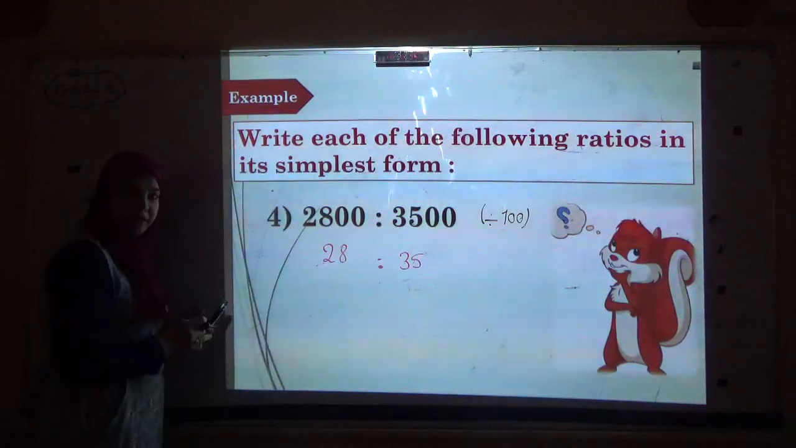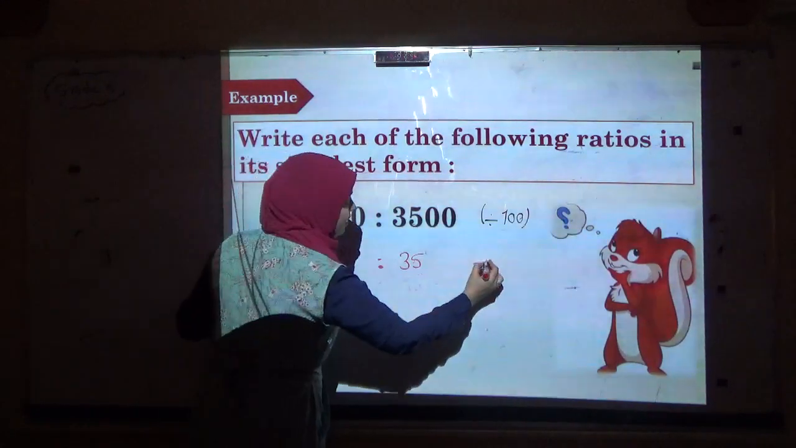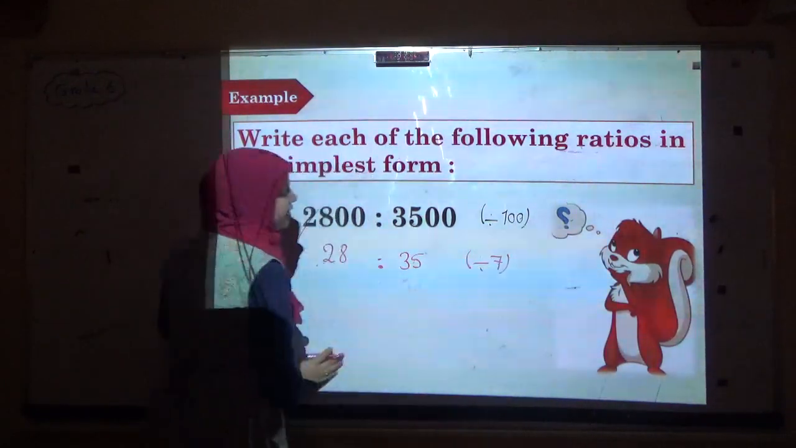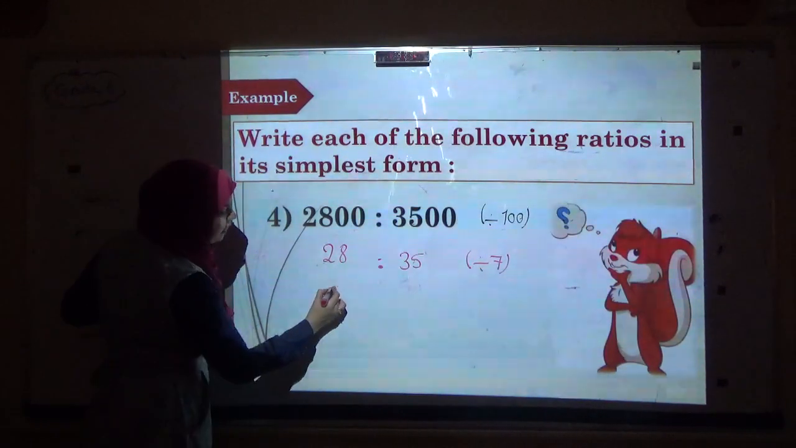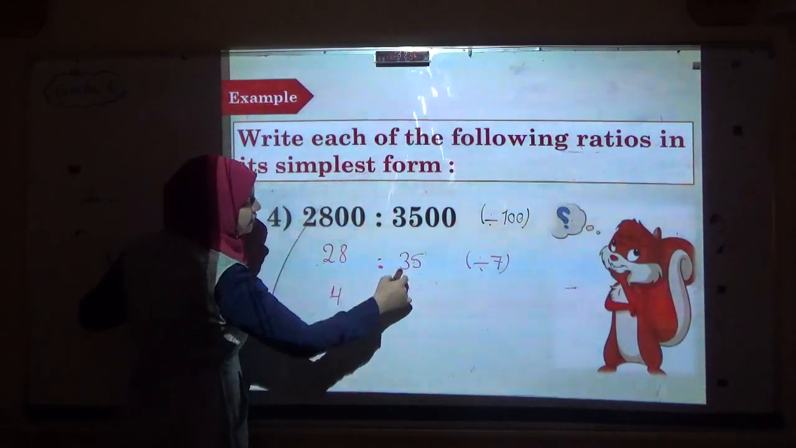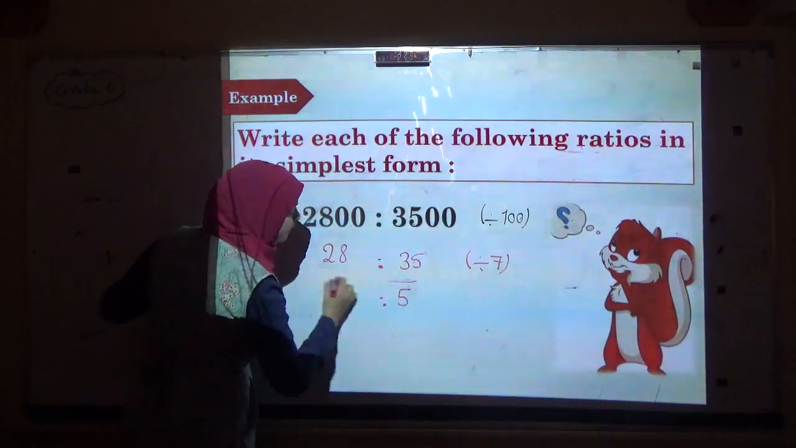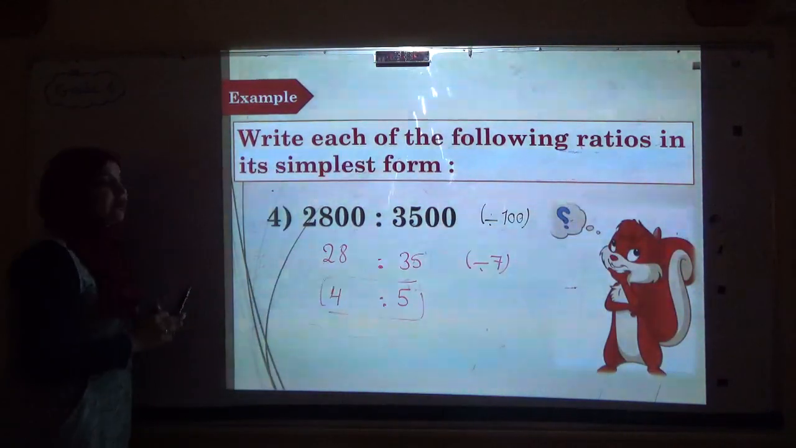But we have another common factor between them, which is 7. So we can divide them by 7 to put this ratio in the simplest form. 28 divided by 7 equals 4. 35 divided by 7 equals 5, and 5 to 4 is the simplest form of the ratio.